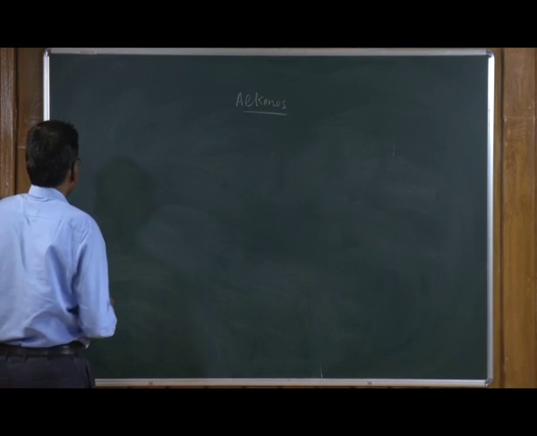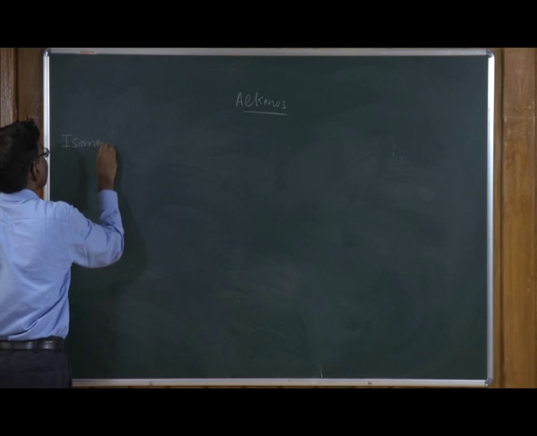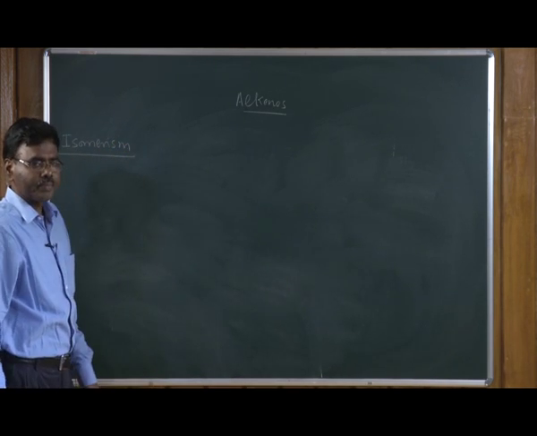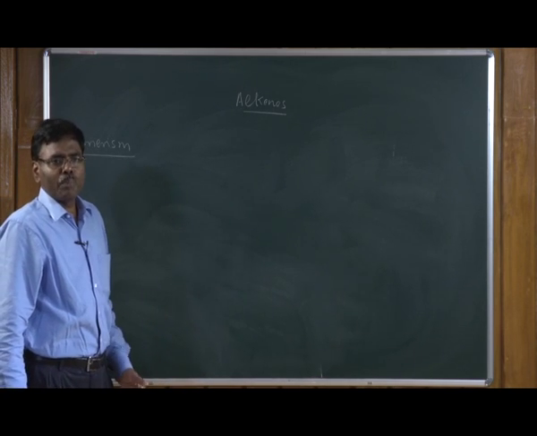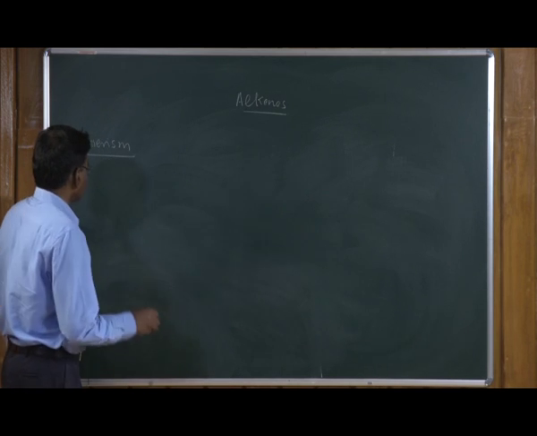The next is isomerism. So, ethene, propene, they do not have any structural isomers. When you go for butene, there are three possible isomers.